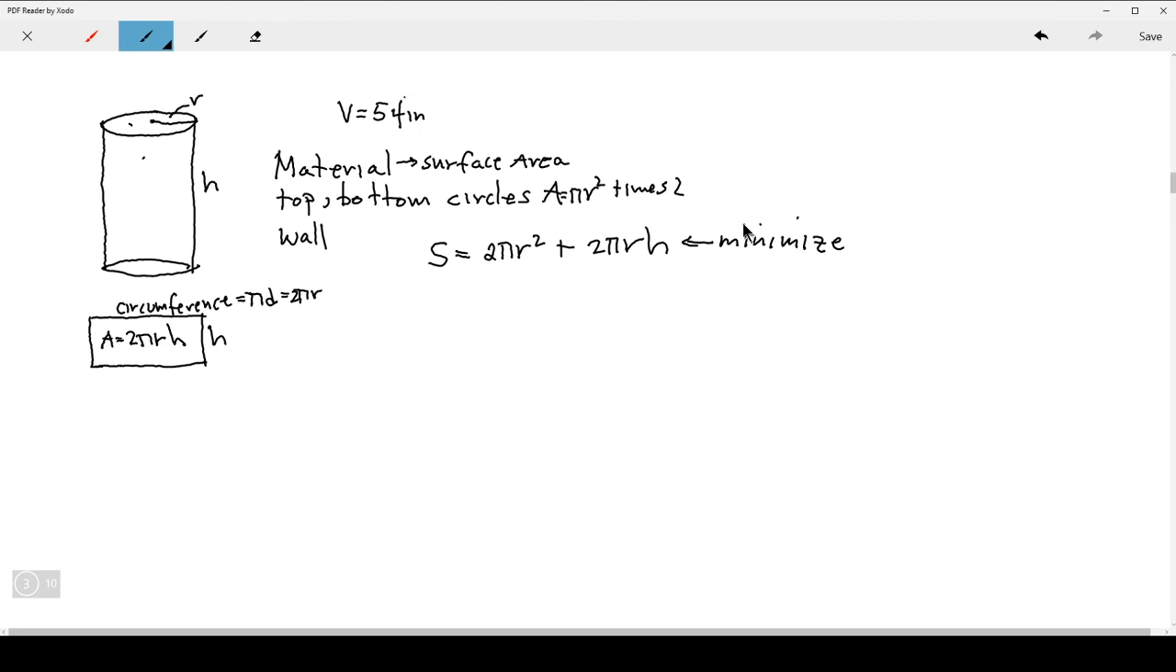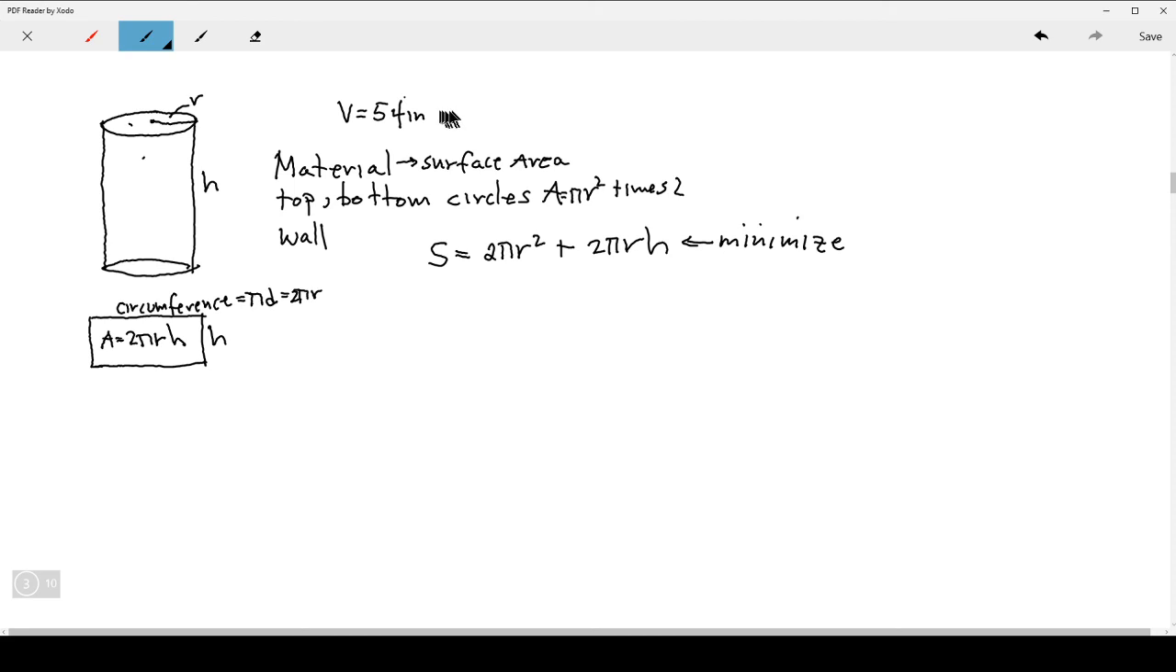But I have a problem here. I have too many variables. I have S, which is my function, I have r and I have h. So I have to deal with that. I have to get rid of either r or h. And I have a way to do that because we know what the volume of the can has to be.